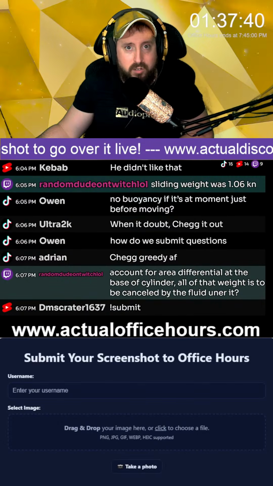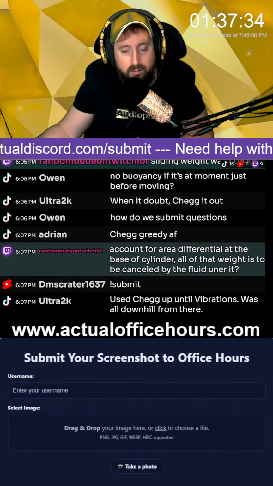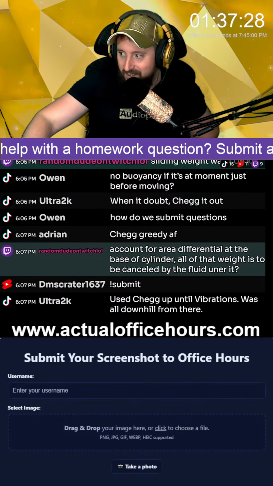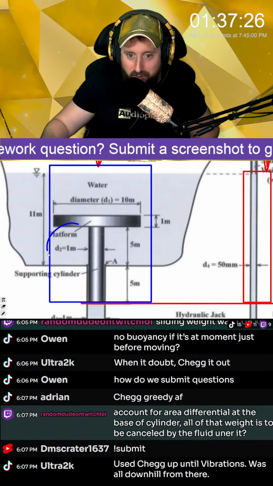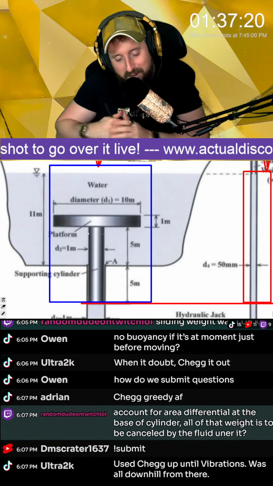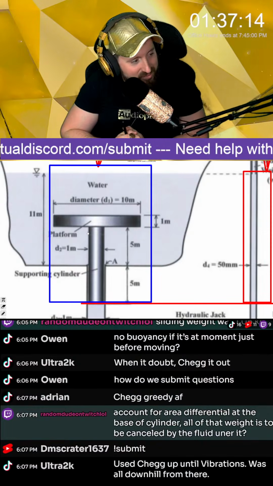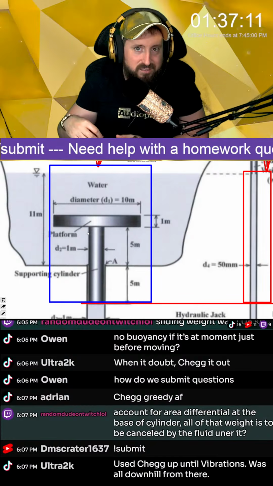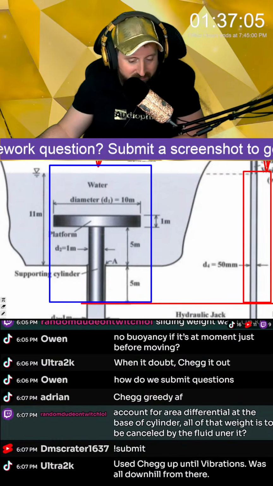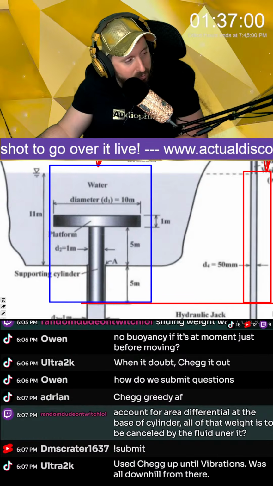He says account for area differential at the base of the cylinder. All of that weight is to be canceled by the fluid under it. Oh, see, this is now getting too complicated for me. What? You're saying I need to also account for this pushing up on this? No. Oh man, really? I mean, I guess so. Yeah, I get it. It's a fluid, but really? Yeah, it's just annoying fluid math.